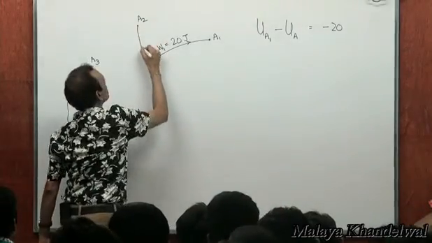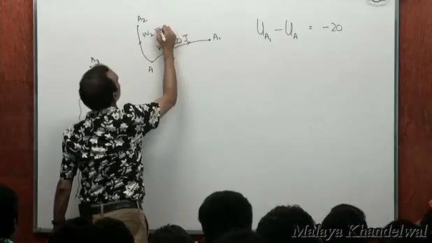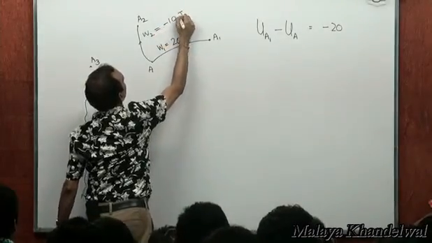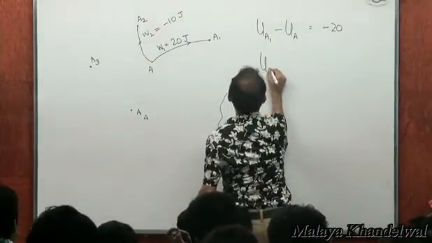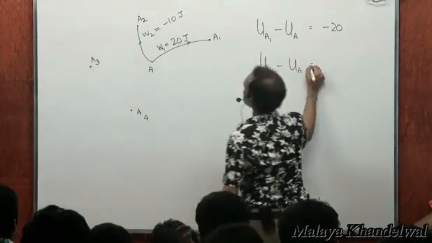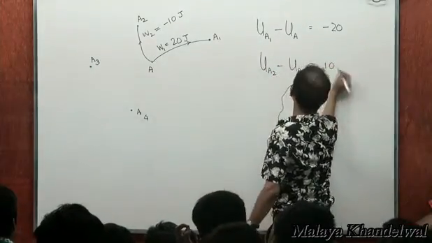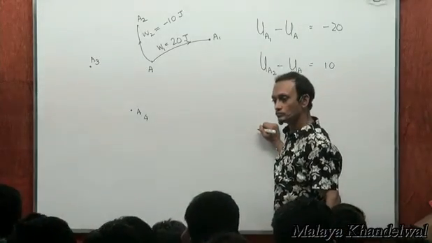Suppose the work done from A to A2 was minus 10 joules. Then what it means is UA2 minus UA must have been 10 joules. Right?